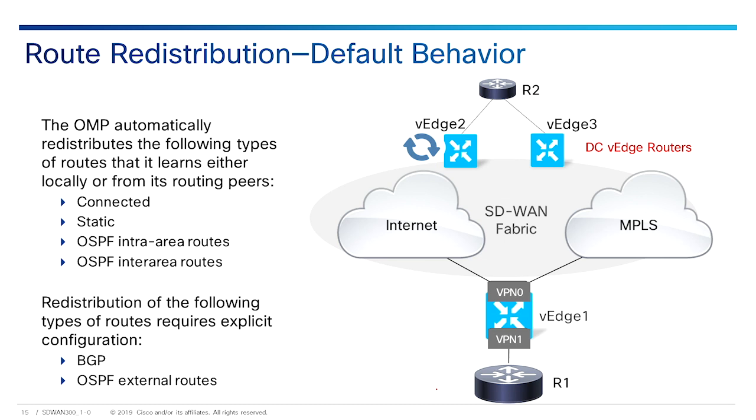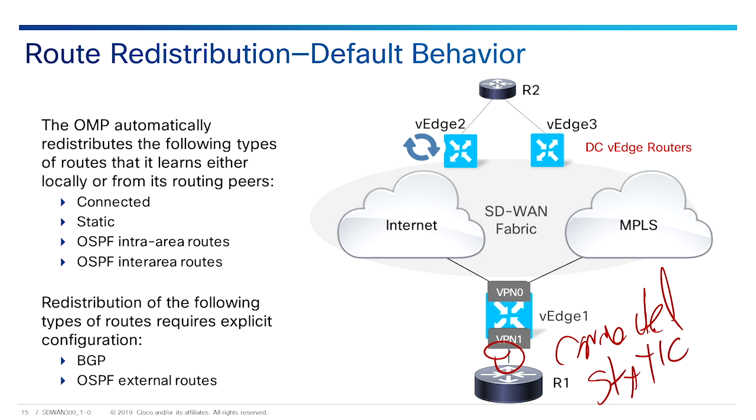Well, basically, we're going to automatically redistribute the following types of routes that it learns locally or from its routing peers. Those connected routes. So basically, these individual interfaces back here are automatically going to get advertised. So if you're connected or we add any manual statics, that says connected, static, okay? And those inter-area routes.